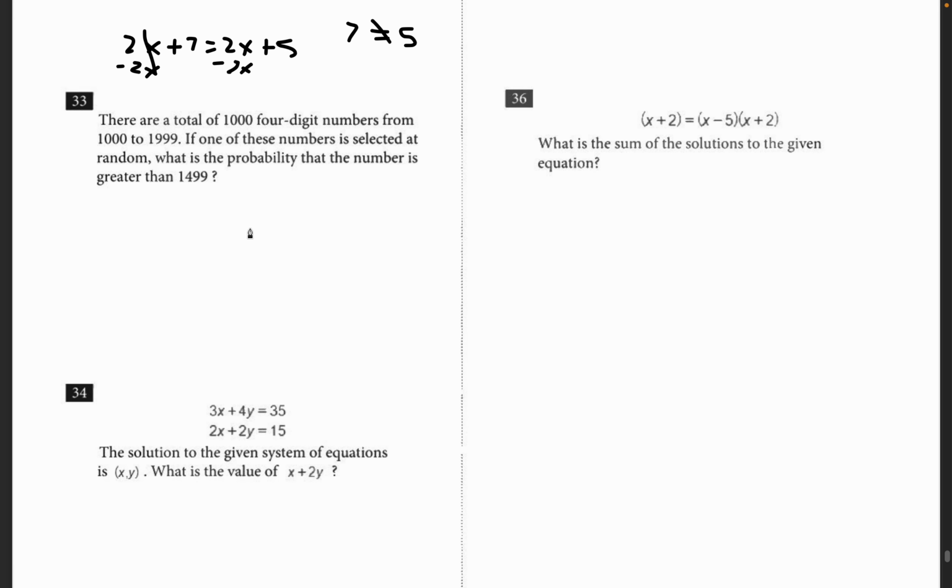There are a total of 1,000 4-digit numbers from 1,000 to 1,999. If one of these numbers is selected at random, what is the probability the number is greater than 1499? Well, okay, so greater than 1499, that means 500, right? Because 1999 minus 1499 is, we want greater, so that's 500 out of a total of 1,000 4-digit numbers. So yes, the total.